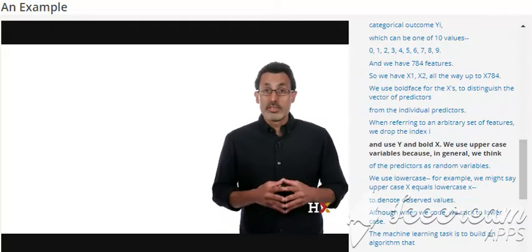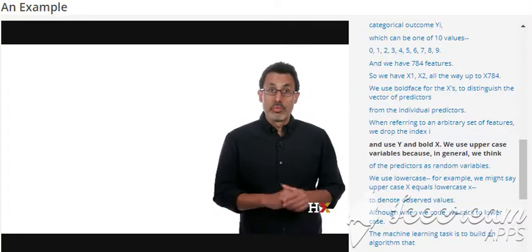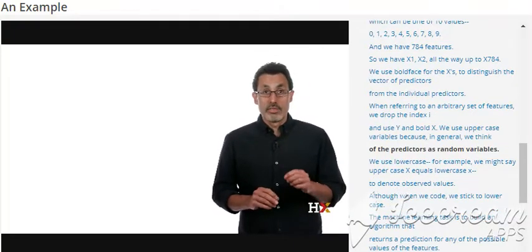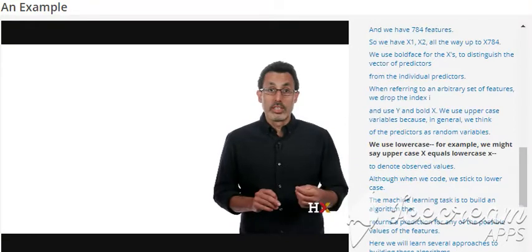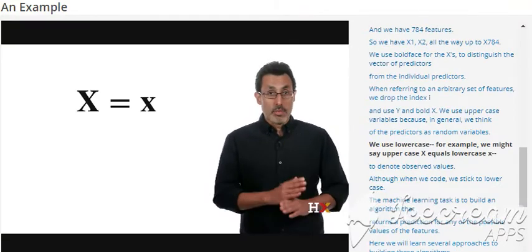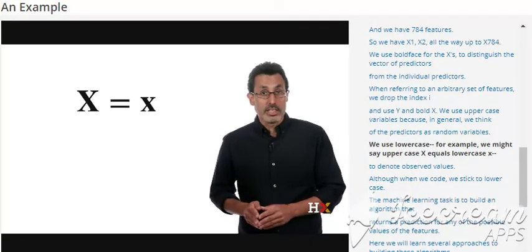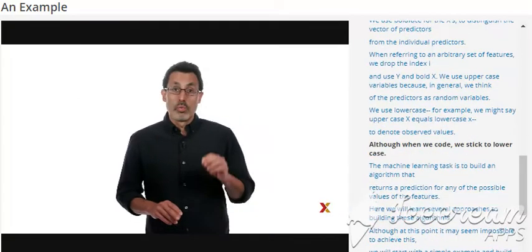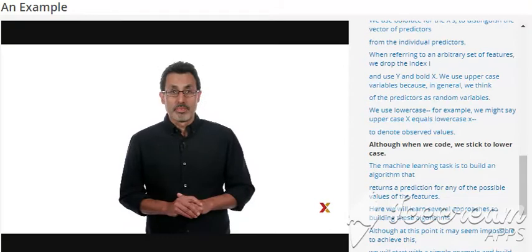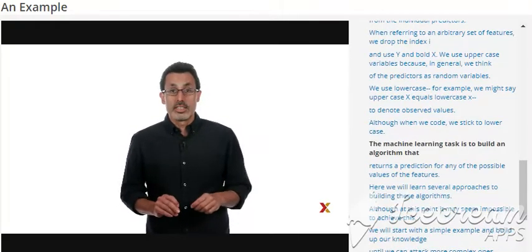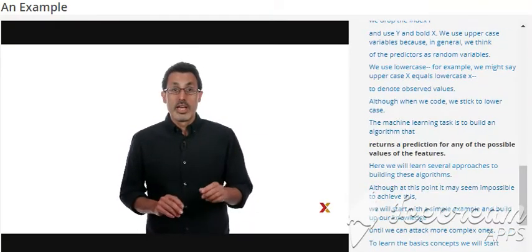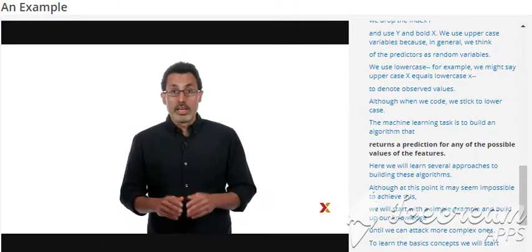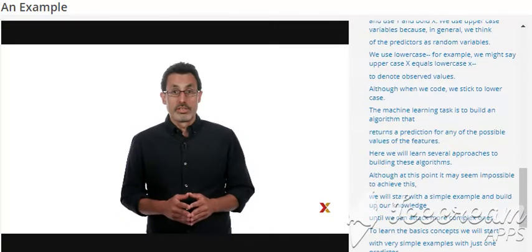We use uppercase variables because, in general, we think of the predictors as random variables. We use lowercase, for example, we might say uppercase X equals lowercase x to denote observed values, although when we code, we stick to lowercase. The machine learning task is to build an algorithm that returns a prediction for any of the possible values of the features.